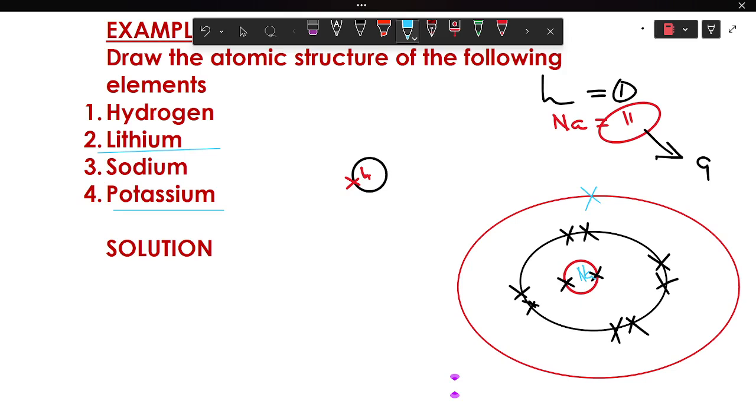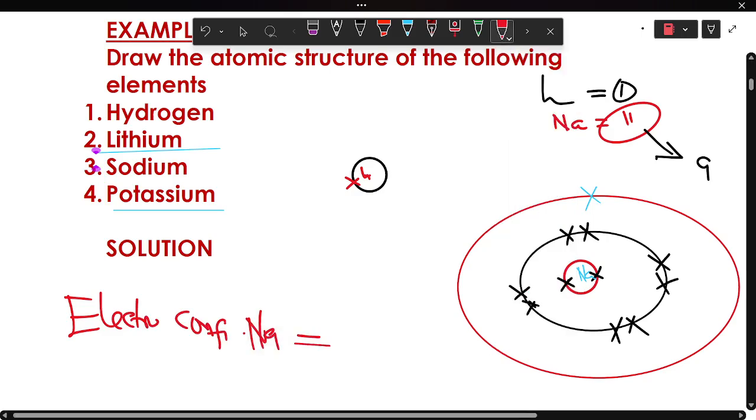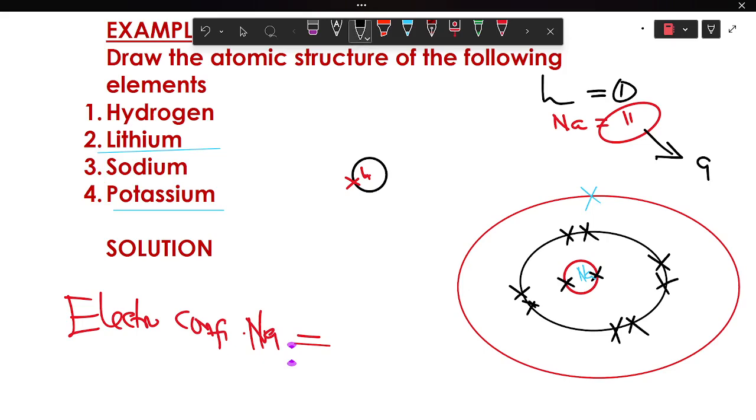So the thing is, the configuration now. Configuration is telling us, okay, let's say electron configuration. Sodium, with 11 electrons, has 2 in the first shell, then 8 in the next, then 1. Okay.